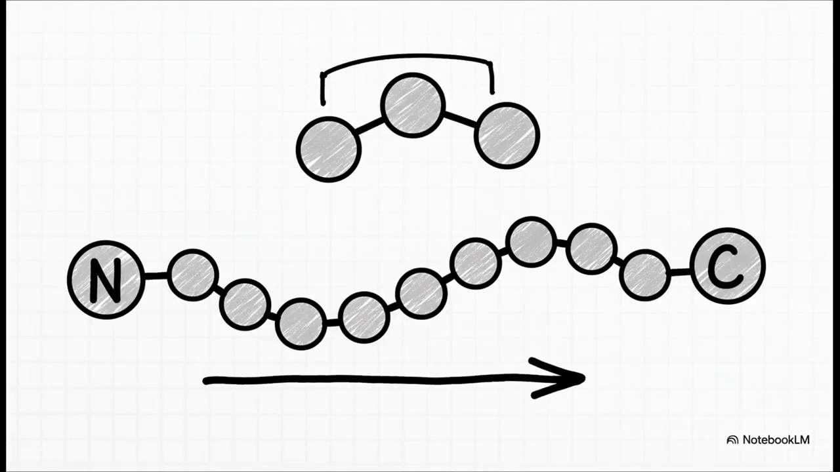We have different names for these chains depending on how long they are. A short one is an oligopeptide. A really long one, we're talking hundreds or thousands, is a polypeptide. And what's really, really important is that this chain is a one-way street. It has a distinct beginning, which has a free amine group, we call that the N-terminus, and it has a distinct end with the free carboxylic group, the C-terminus. That direction matters a lot.